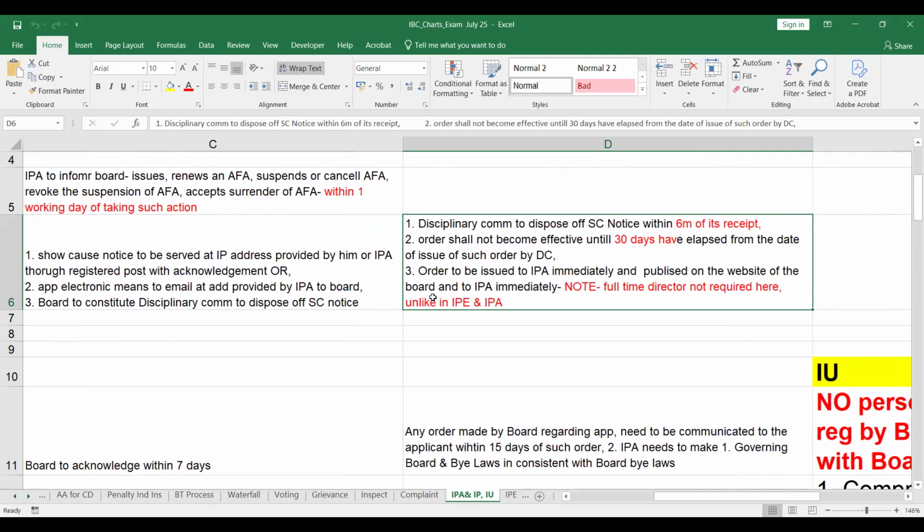The disciplinary committee shall dispose of the show cause notice within 6 months of its receipt, and the order shall not become effective until 30 days have elapsed from the date of issue of such order by the disciplinary committee. This period of 30 days is given so that the person affected can file an appeal. The order is to be issued to the IPA immediately and published on the website of the board. Note: a full-time director is not required here, unlike in the IPE and IPA.